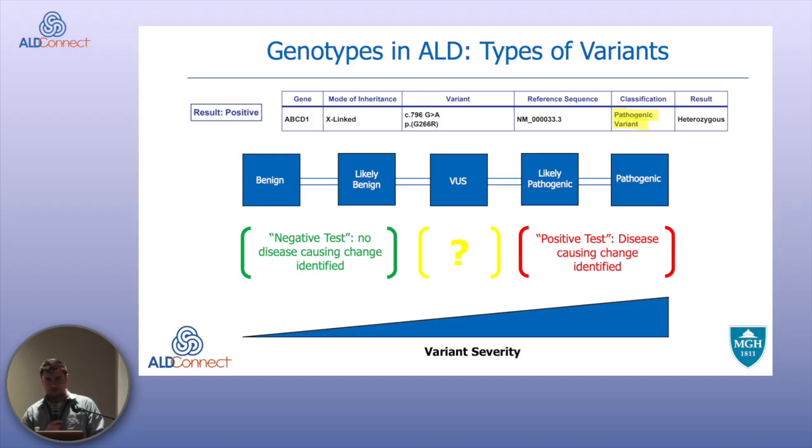In between those two is the variant of uncertain significance, and Stefan this morning talked a lot about that and some of the challenges that have come, maybe especially with newborn screening. But a VUS is just a change in a gene that we don't yet know which direction it's leaning. In general, in the field of genetics, VUSs tend to lean ultimately towards benign or likely benign, but I'm not sure we know that information yet in ALD.